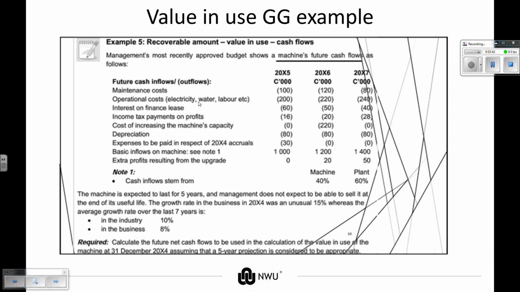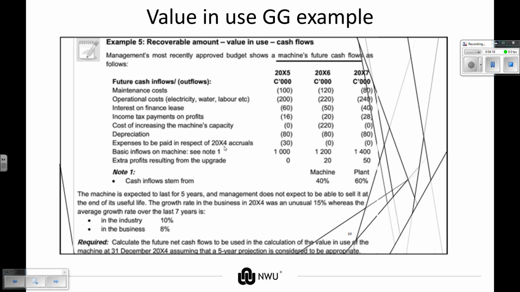Operational costs are also costs, even though they are indirect costs. I will have to incur this to be able to use the asset, so I will include these costs. Interest, I will never include as it is a financing cost. Income tax payments, tax is always excluded. Then our cost of upgrading the machine, so that will be seen as an improvement. However, they did not tell us whether it's part of the restructuring and we are committed, so we are going to exclude this. Depreciation, not a cash flow.